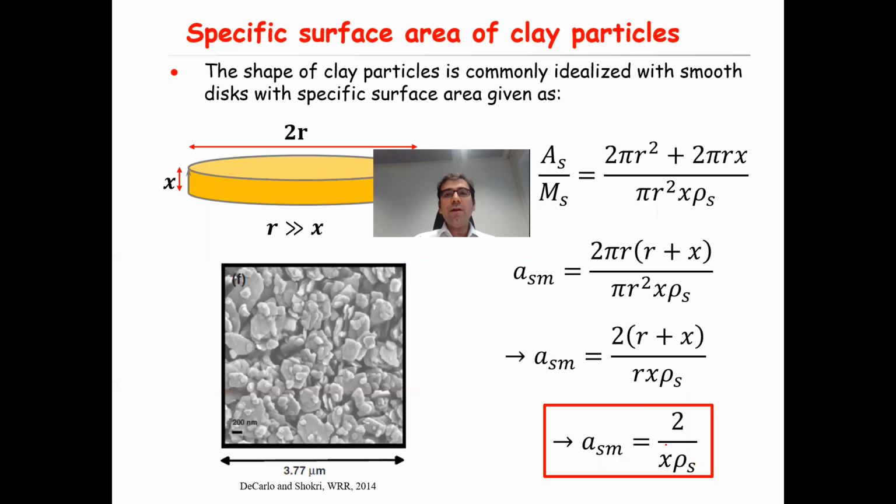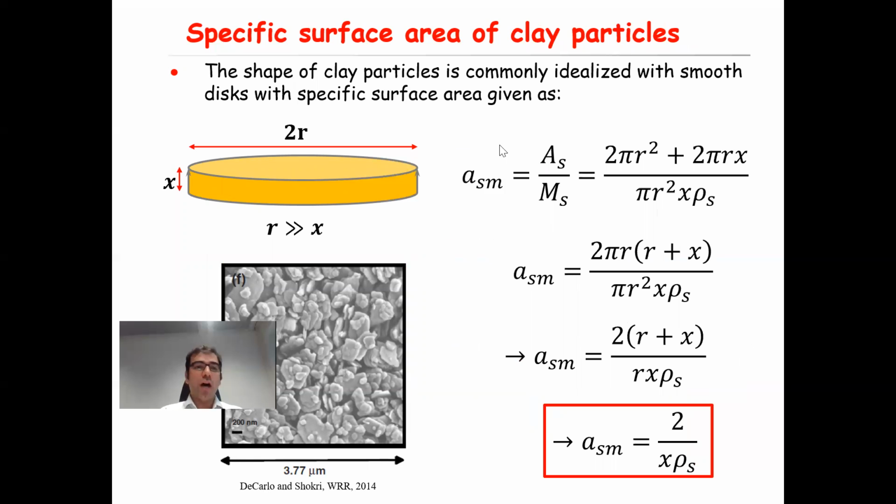Okay, so now let's calculate the specific surface area of clay type particles. The shape of clay particles is commonly idealized with smooth discs, with a specific surface area given as... So we will calculate in a second. But when you look at this picture, this is actually the picture of the clay.